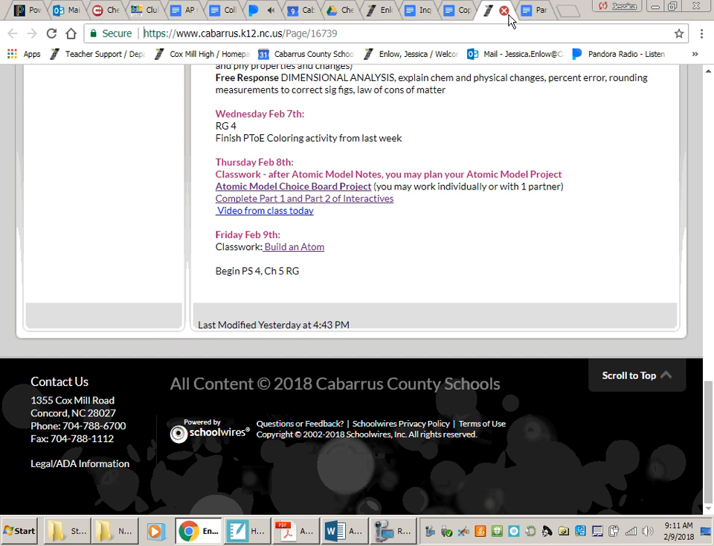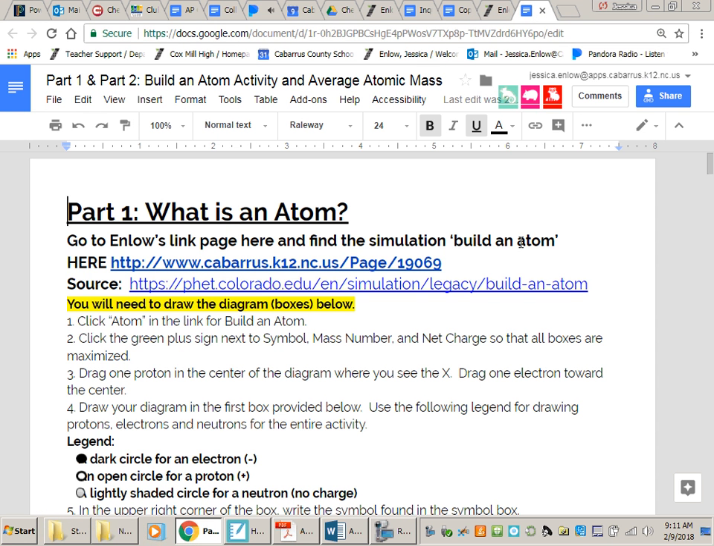We won't practice this for very long, but when you click on build an atom and you go to this, you'll come up with this document. You can either go to my webpage and see it, which is just embedded, it's small, or you can go to the PhET source itself, which is where this came from. Either one of those should work for you.